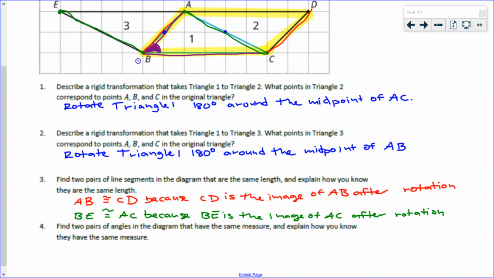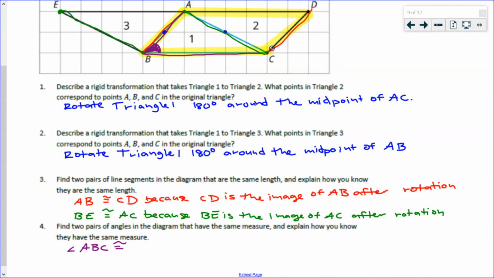What other angle has the same measure? And I'm going to use that shorthand again. Angle A to B to C, I've colored purple. Look at triangle 2. Should we go to triangle 2? Which angle would that be? Maybe you can see it. Maybe you don't know what to call it. We'll be really careful with that. A, B, C. Xander, what do you think?